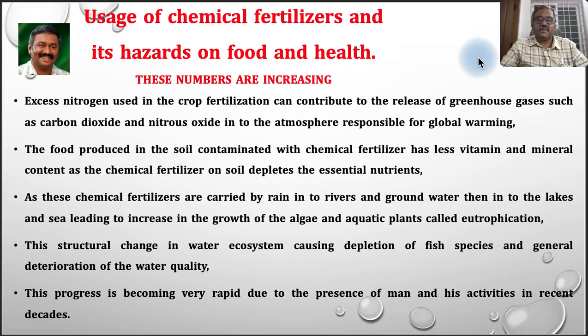As these chemical fertilizers are carried by rain into the rivers and groundwater, then into the lakes and sea, leading to increase in the growth of the algae and aquatic plants called eutrophication. This structural change in the water ecosystem causes depletion of fish species and general deterioration of the water quality. This progress is becoming very rapid due to the presence of man and his activities in recent decades.